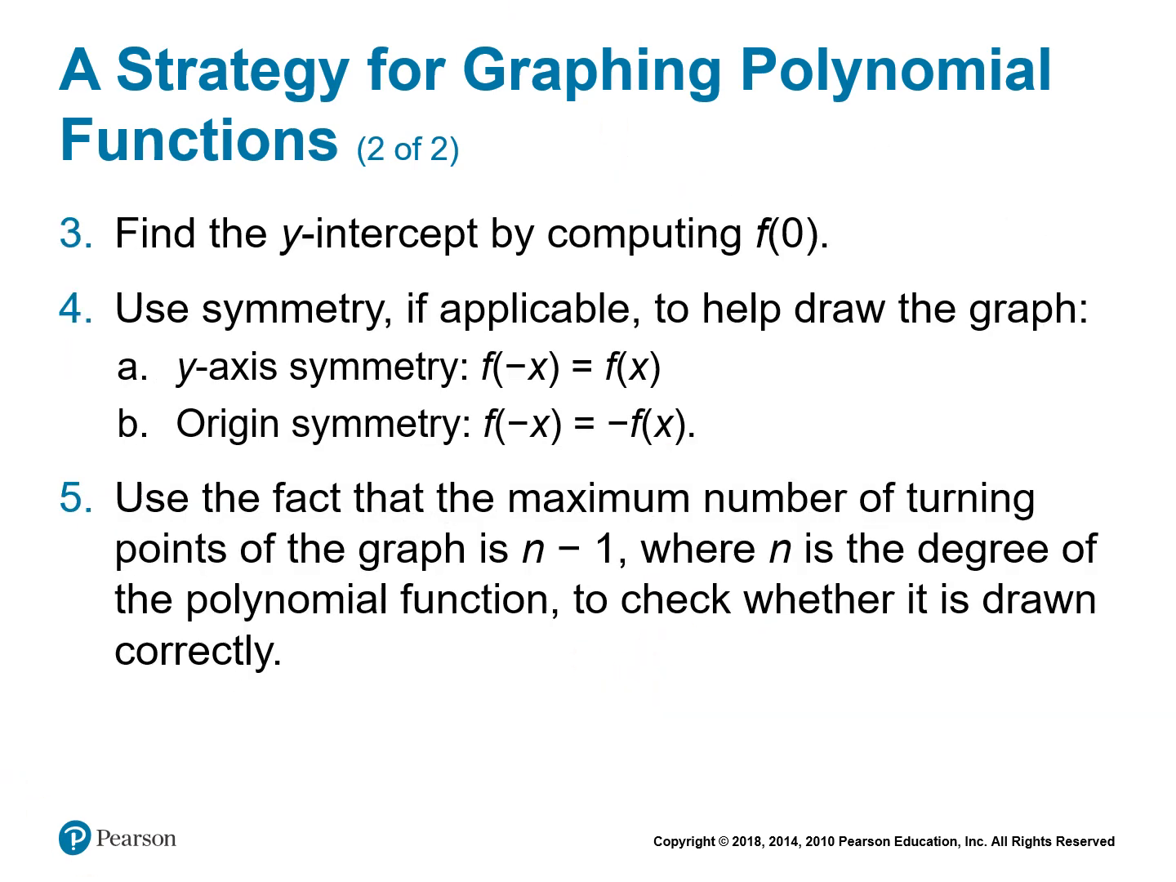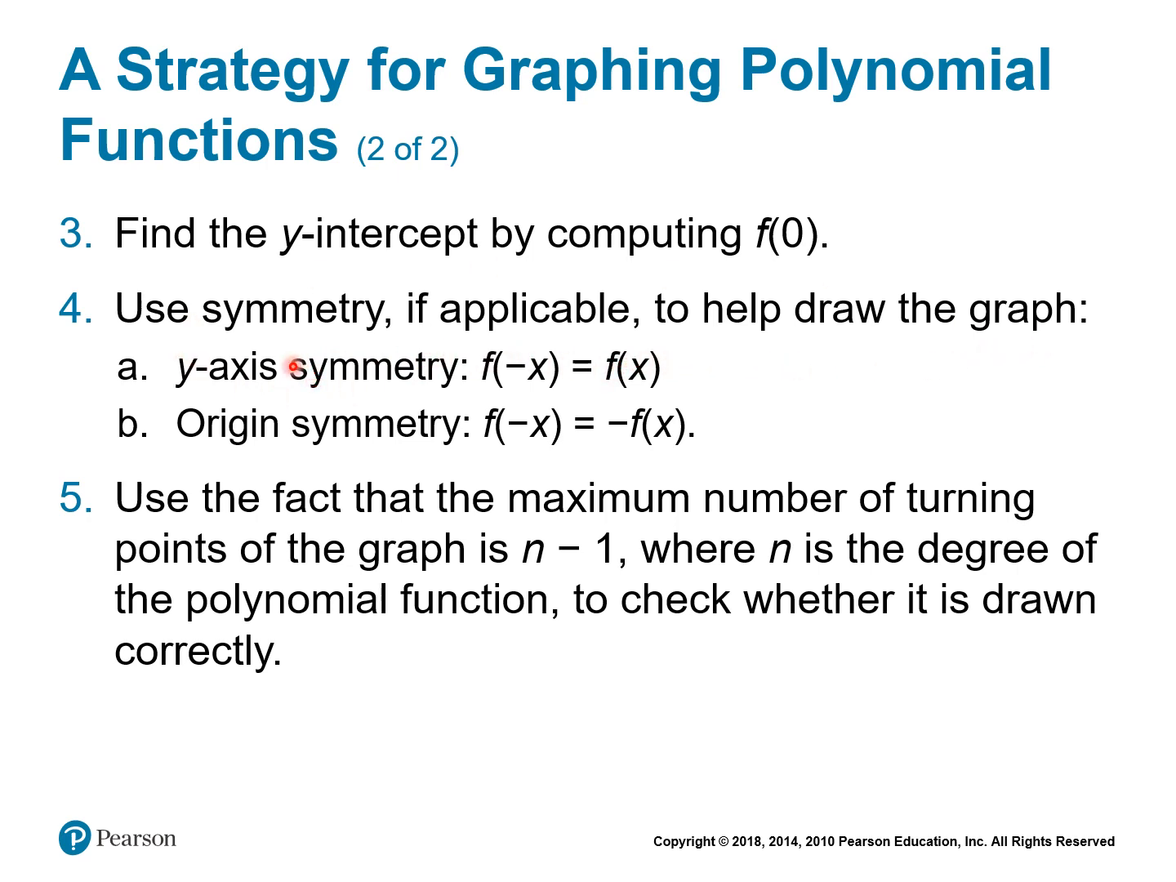Going on to the next step, it says we find the y-intercept by computing f of 0. We did that with quadratic functions, remember? We need to find the y-intercept, and at the y-intercept x is 0, so all you do is plug in 0 into the function for x and evaluate it. That'll give you the y-intercept. And then use symmetry if applicable to help draw the graph.